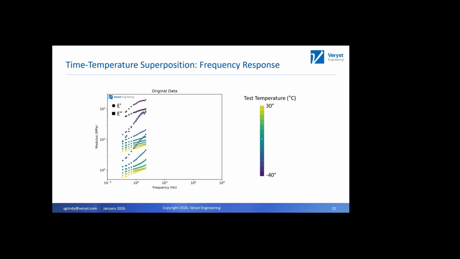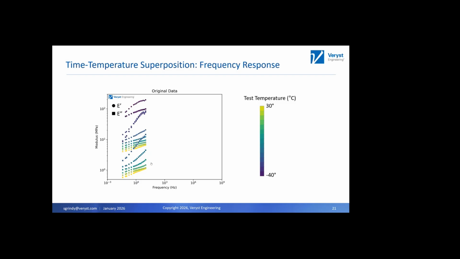So we can look at that a little bit more practically. This is on an elastomer. I believe it's a nitrile rubber, but I don't remember exactly what it is. What you can see here is the original test data, generated between 0.01 and 10 hertz on our DMA, and measured at different temperatures. The yellow colored ones are the higher test temperatures, 30 degrees Celsius, measured all the way down to negative 40 degrees Celsius. Every different color is a test at a different temperature.